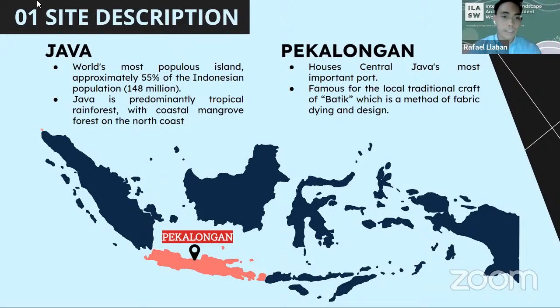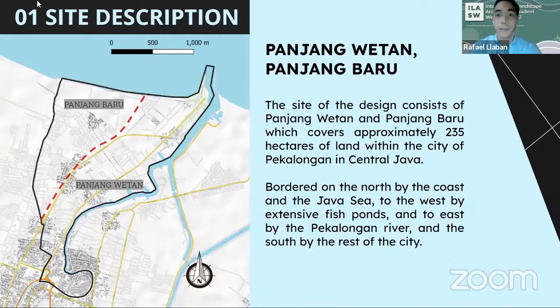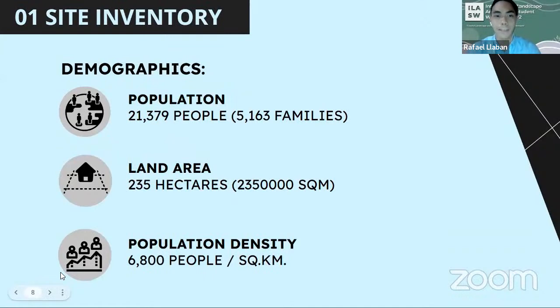So next, the specific site within the city of Pekalongan includes actually 2 administrative divisions, Panjang Wetan and Panjang Baru. So this covers approximately 235 hectares, we see it here, and is bordered on the east side by the Pekalongan River. In the west, there are fish ponds here. To the north is the Java Sea, and to the south is the rest of the city. So quick facts about the area. The population consists of 21,000 people, so around 5 families with an area of 235 hectares, population of 6,800 people per square kilometer.